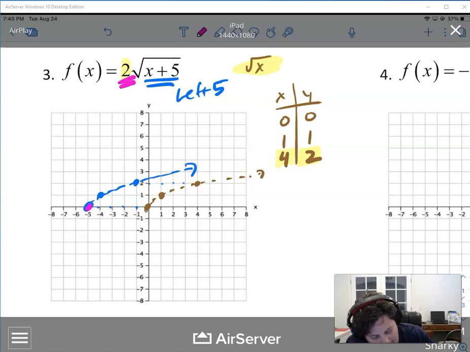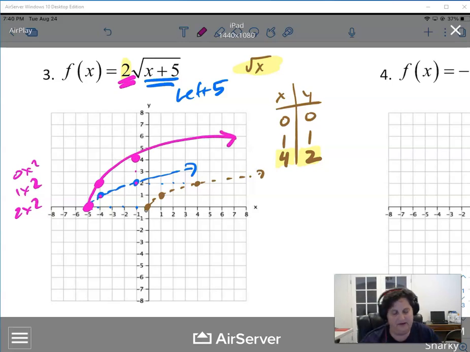All right, the y value here is 0, and guess what? 0 times 2 is still 0. The y value here is 1. 1 times 2, it's going to move up. The y value here is 2. 2 times 2, it's going to move to 4. And so it stretches up like that. Do you guys see that? So it takes my standard square root graph and it bends it up that way.